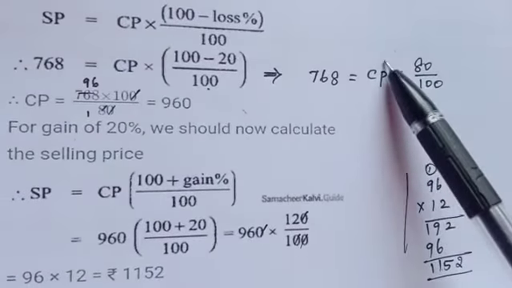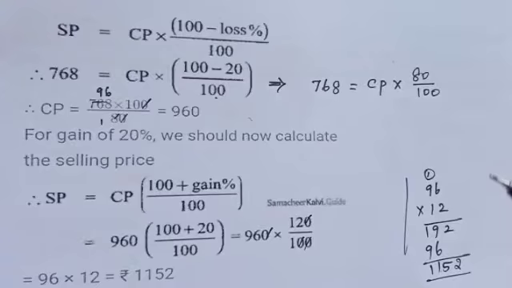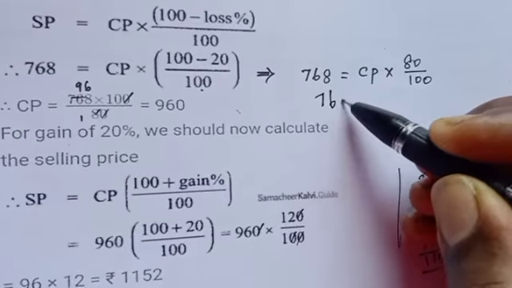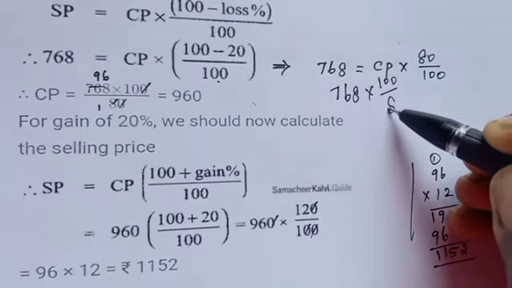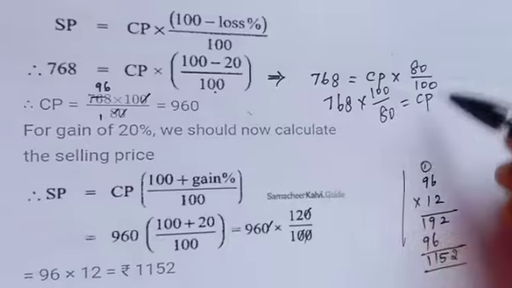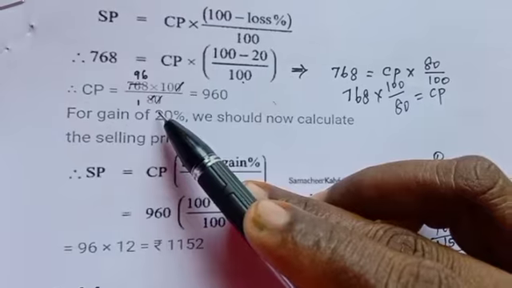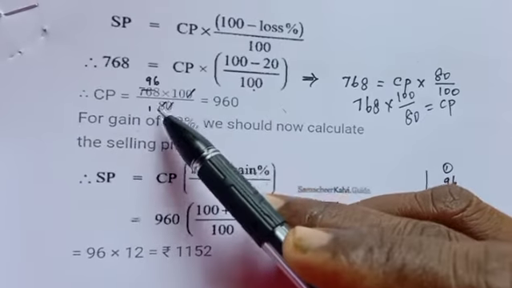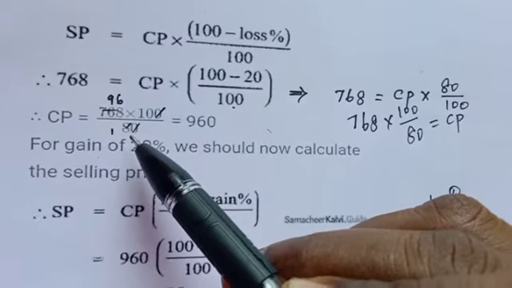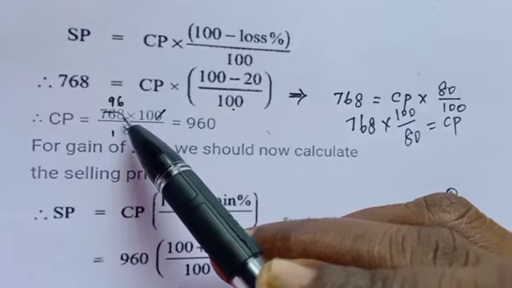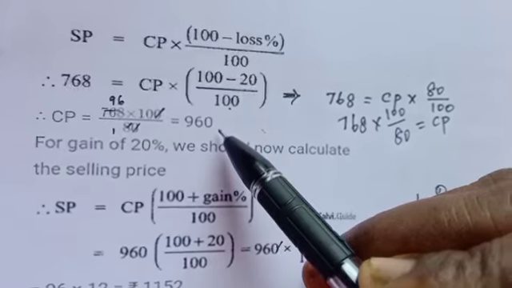You want to find CP. So this 80 by 100 is transposed to this side. Suppose you get any confusion, you have to write like this. This 80 by 100 transposed to this side becomes 100 by 80 is equal to CP. It is a transposing rule. So this is written as CP is equal to 768 into 100 by 80. 0 0 cancel. 1 8 is 8. 9 8s are, say the 8th table, 9 8s are 72. Balance 4. So that is 48, 6 8s are 48. 96 into 10. So that is 960.